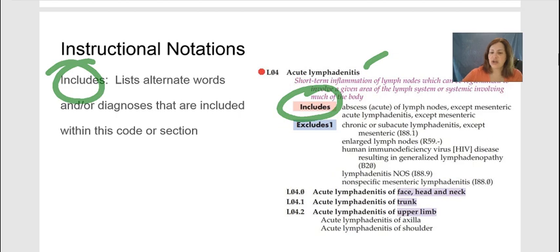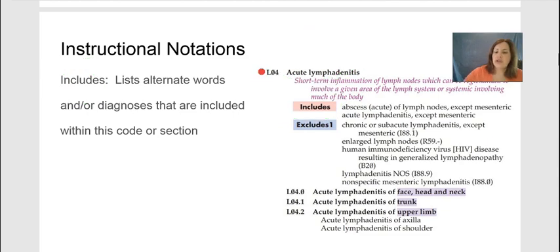So this one says acute lymphadenitis, and it says that it includes an abscess of lymph nodes, except if it were mesenteric acute lymphadenitis. So if the doctor used that word mesenteric, then it's not included here. But any other kind of abscess of lymph nodes without that word belongs here to this code. Even though up here it doesn't say abscess, but they're telling you abscess is included. You're in this, whether you're looking for abscess or you're just looking for the inflammation, you're in the right place. Both of them are the same.